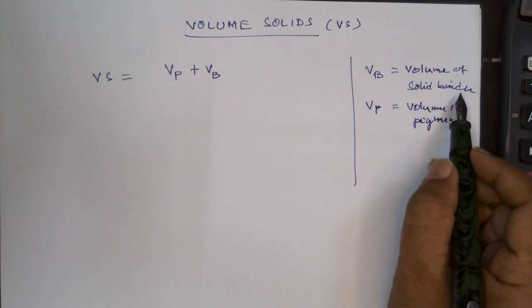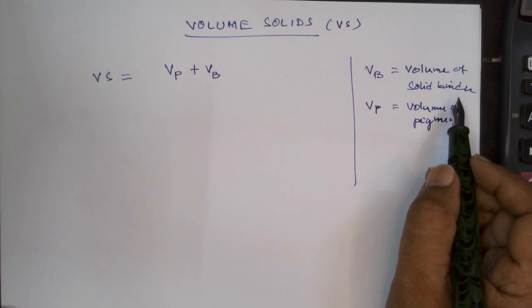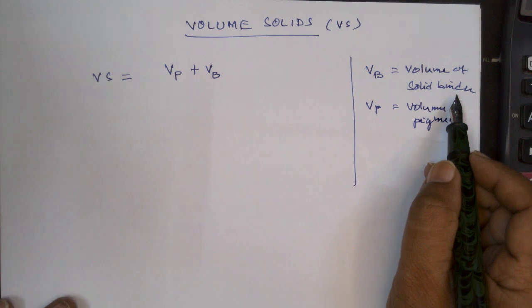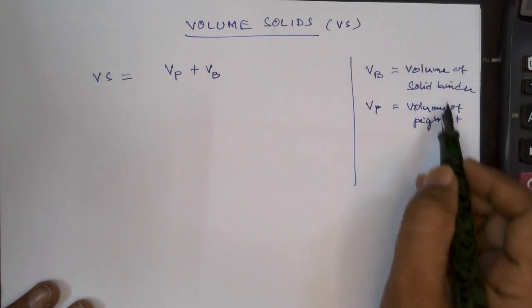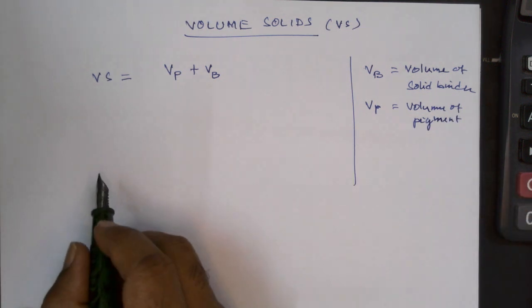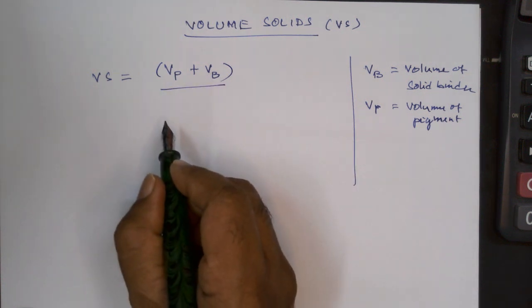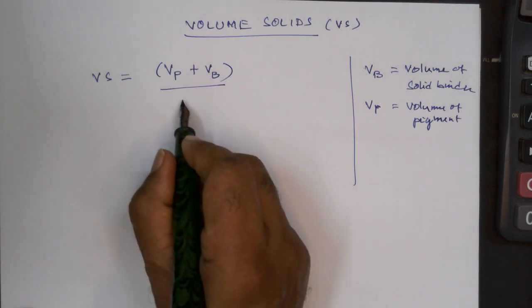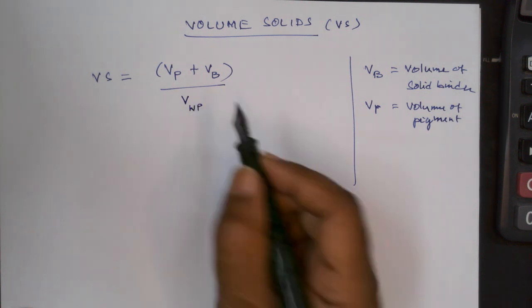But in the case of binder, it would be available as liquid with a certain percentage of non-volatile material, like they may say 70% solids, 60% solids. So in that case you may have to work out accordingly. I will explain about this in detail. Now the volume of pigment divided by the total wet paint volume. Total wet paint volume, you can put WP.